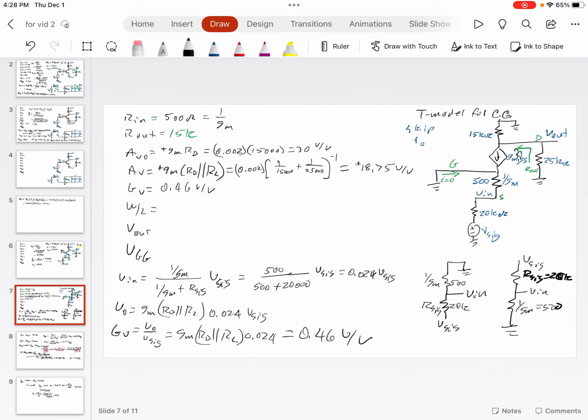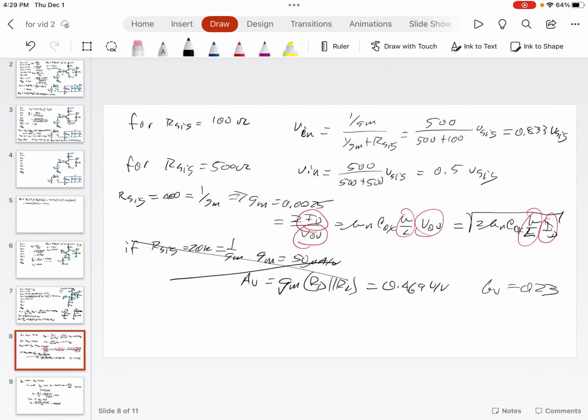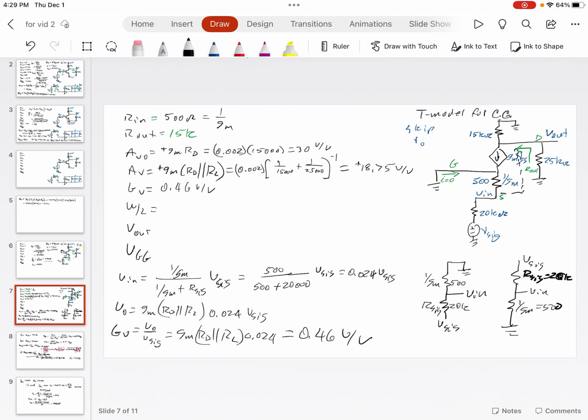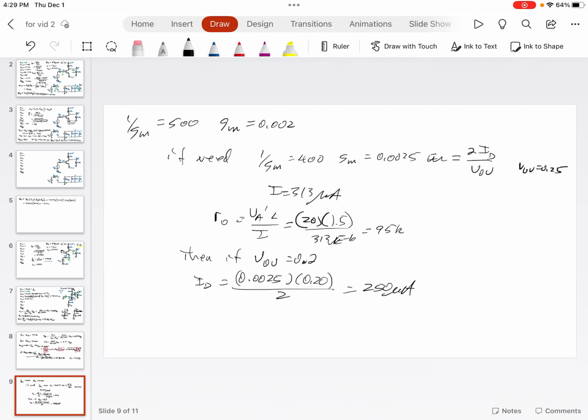That's a big drop to go from 120 to 95K, and we might have to include R naught right here, and we lose a lot of the power of this amplifier. So a better choice would have been to reduce V overdrive. So V overdrive is 0.2. Then ID is equal to 0.0025, that's our GM, times 0.20 over 2, and we get 250 microamps. That's the same value that we had for the original version. So we've got 250 microamps. In that case, R naught is no change, and W over L is no change.